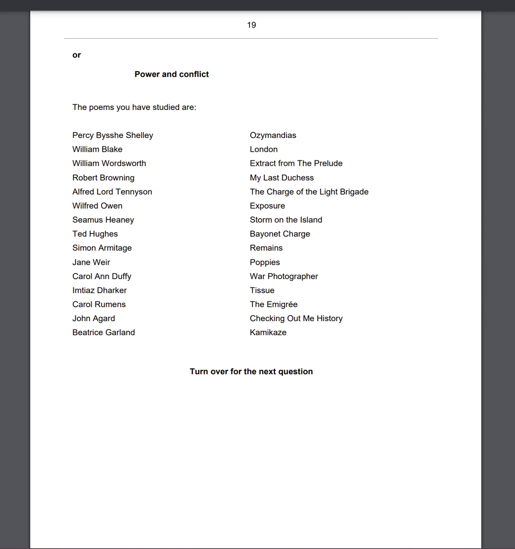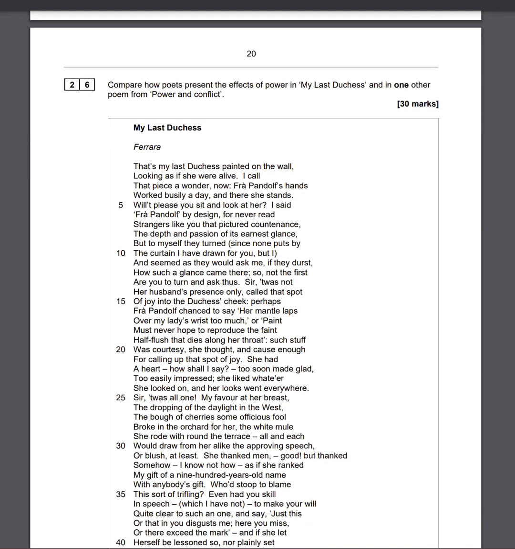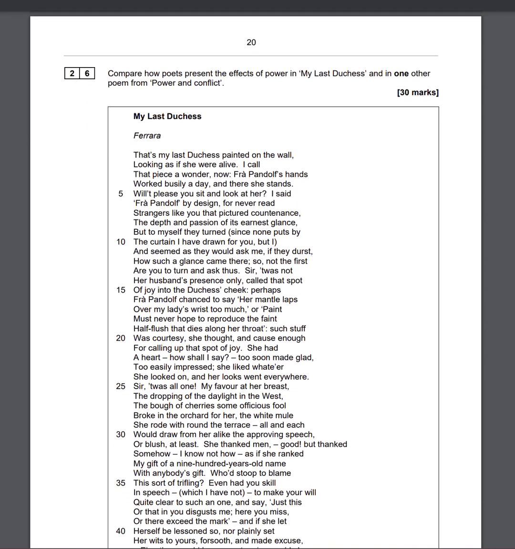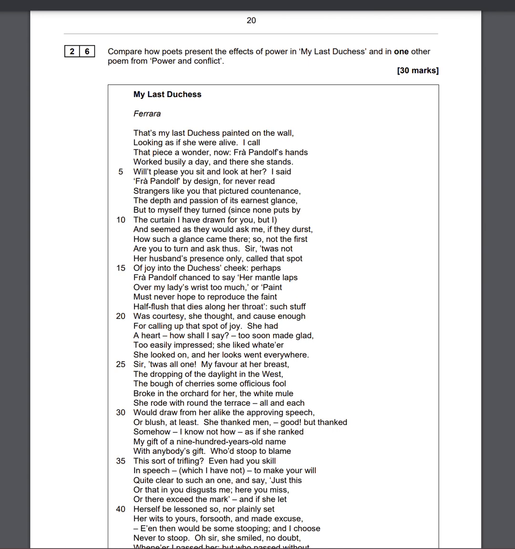The reason they put this in is that it will remind you of all the poems that you've studied. So when you come to read the question and look at the poem that you should be comparing to, this should jog your memory of some of the poems that you've studied and can compare to. Okay, so the question says, compare how the poets present the effects of power in My Last Duchess and in one other poem from Power and Conflict.